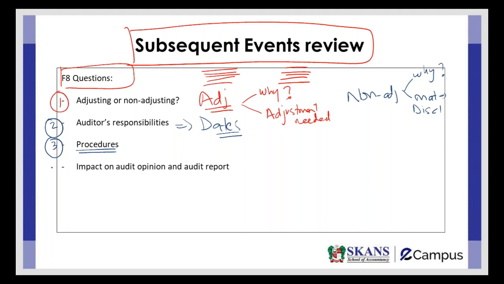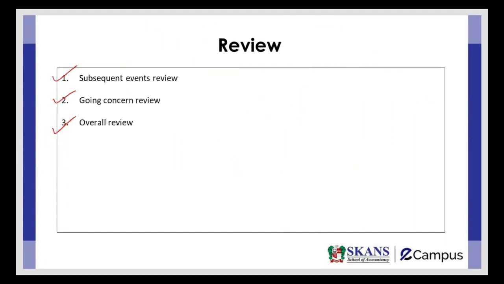And last but not the least, you might be asked to explain the impact on audit opinion and audit report. This is not what we're doing today. This is what we'll be doing tomorrow. So in any question on subsequent events, these are the 4 issues that we could be tested on. So guys, let's stop for a second. This was just an F8 overview. Let's stop for a second and think, what are we actually doing? I don't really understand. We started off with audit planning. We went on to evaluate internal control, and then we verified the amounts and disclosures in the financial statements.